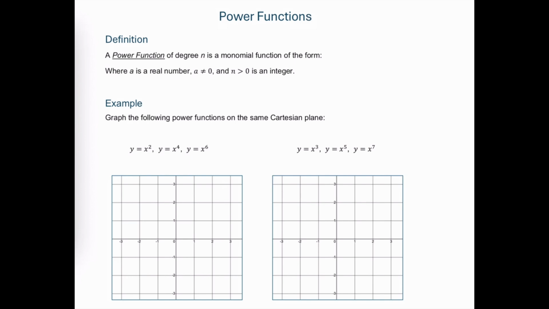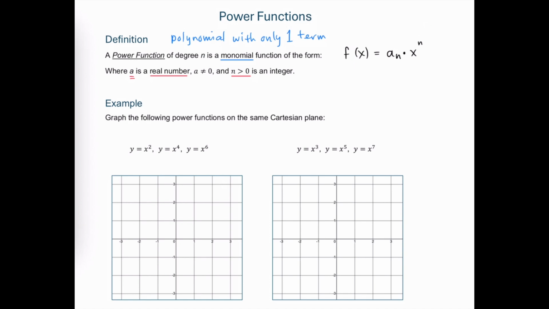A power function of degree n is a monomial, which means that it's a polynomial with only one term, in the form f(x) equals some coefficient a times x raised to the nth power. That coefficient a needs to be a non-zero real number, and the exponent has to be a positive integer.